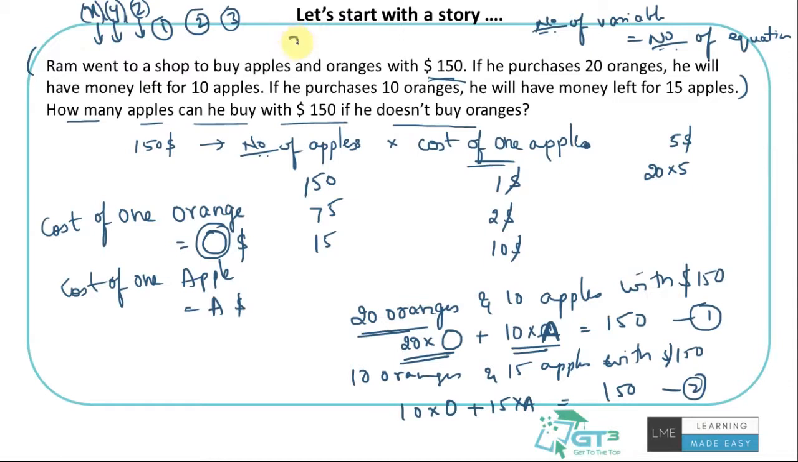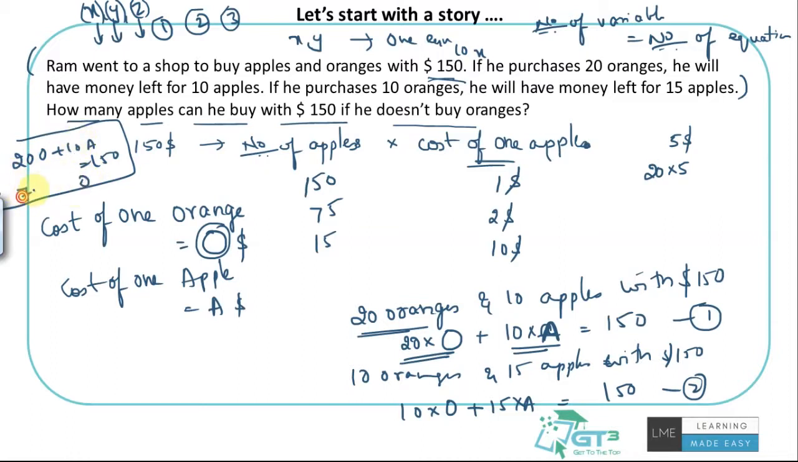If I have x and y and only one equation, like 20 oranges plus 10 apples equals 150, and I ask you the cost of one orange, I will have multiple values. One apple could cost 0, so one orange will cost 7.5. One apple could cost 10, so one orange will cost only 2.5. All of these are accepted: 20 into 7.5 plus 10 into 0 is 150, and 20 into 2.5 plus 10 into 10 is 150. I can keep going and get infinite solutions.